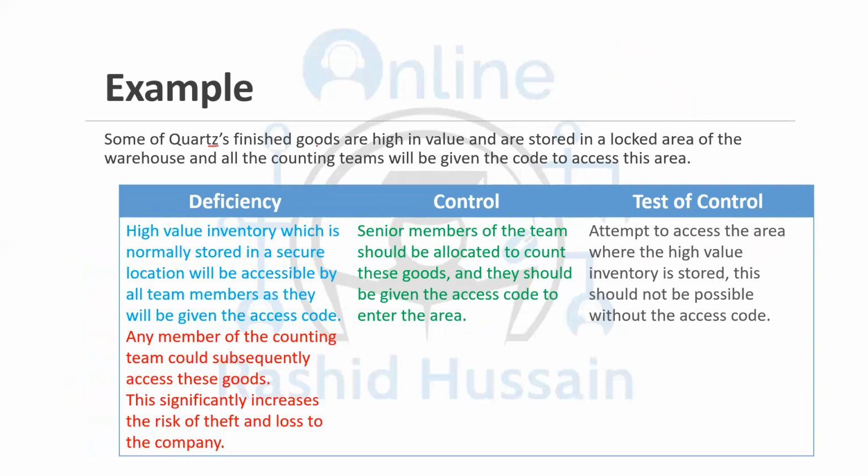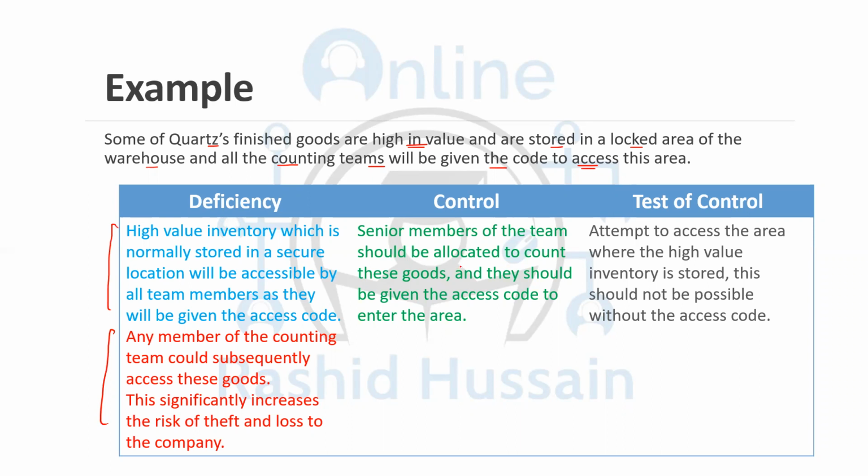Some of the finished goods are high in value. High in value means expensive, and are stored in a locked area of the warehouse, and all the counting teams will be given the code to access this area. Now the goods are high in value and everyone knows the codes. When everyone knows the codes, obviously there may be unauthorized access, and unauthorized access means there may be a risk of theft. Expensive things may be stolen, and that will be a loss to the company. So first of all, writing the case study line and then writing the impact.